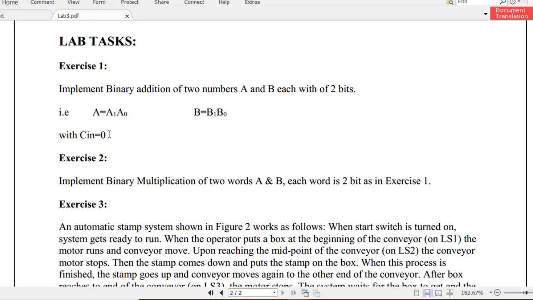Similarly, exercise 2 says implement binary multiplication of two words A and B. Each word is 2 bits as in exercise 1. So again A and B, each of these words is 2 bits, A1 A0 and B1 B0. But now we don't need to do the binary addition, we need to implement the binary multiplication. So again we'll be having some carry things over here, and those would be implemented using the internal utility relays.